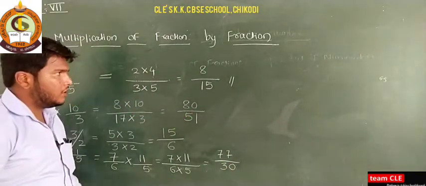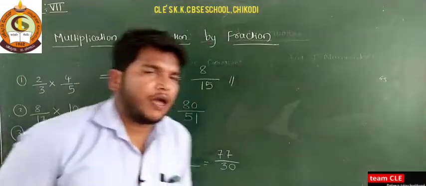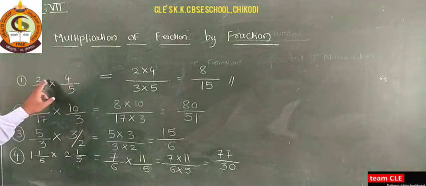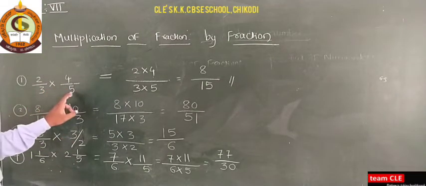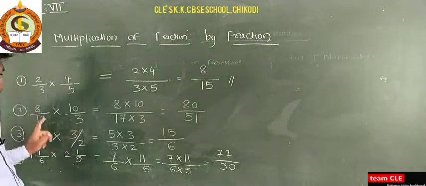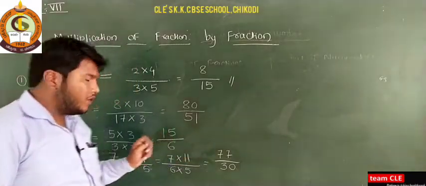6 5s are 30. So this is the multiplication of fraction by fraction. These are some of the problems. It is 2 by 3 into 4 by 5. I got the answer as 8 by 15. Similarly 8 by 17 into 10 by 3. I got the answer as 80 by 51.